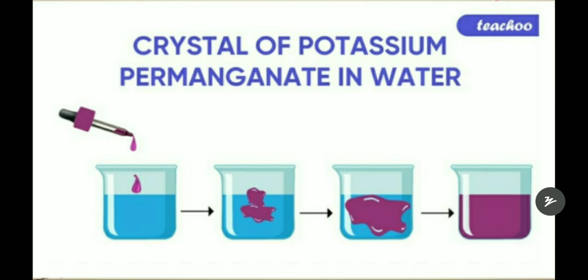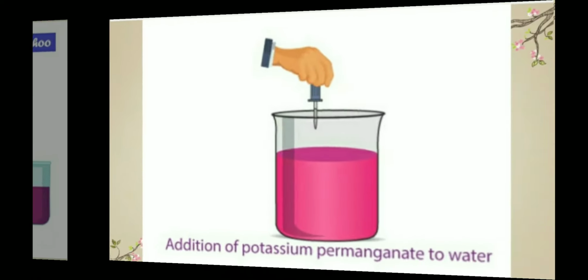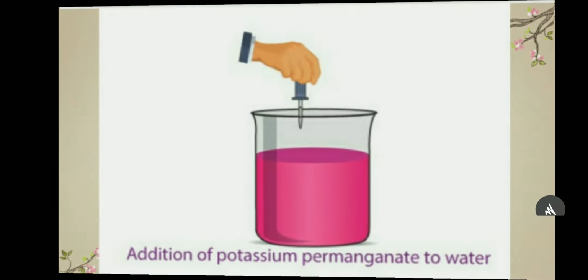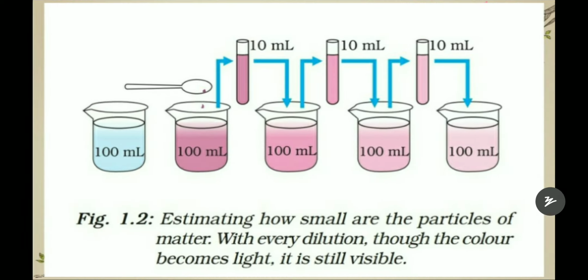For diluting, we take 10 ml of the deep purple solution from the first beaker and mix it with the 90 ml of water in the second test tube. Now similarly, 10 ml of the purple colored solution is transferred to test tube 3, and again from test tube 3 to test tube 4, 10 ml is transferred.